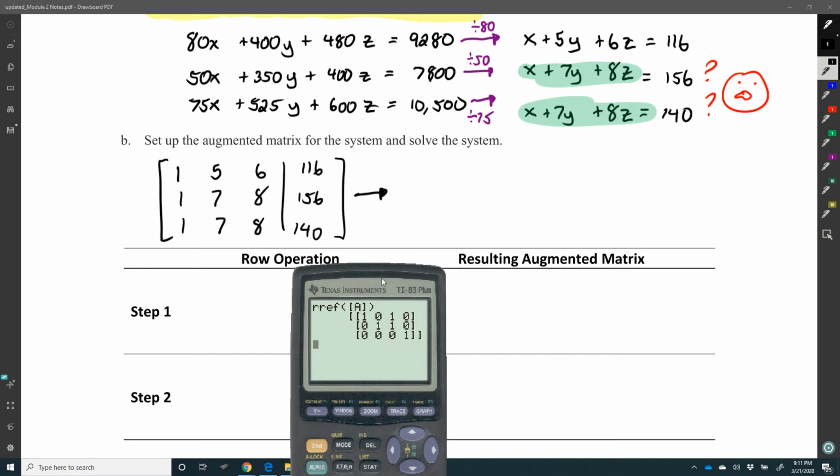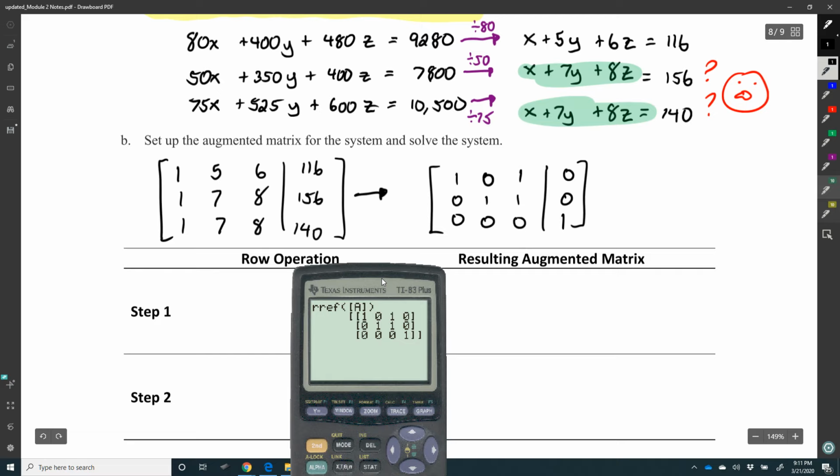Okay, and so we solve it. And again, on your lab, you would do all the row ops. But when you're done, you get the matrix with a row 0 0 1 at the bottom. And again, looking at that, that tells me that there's no solution.